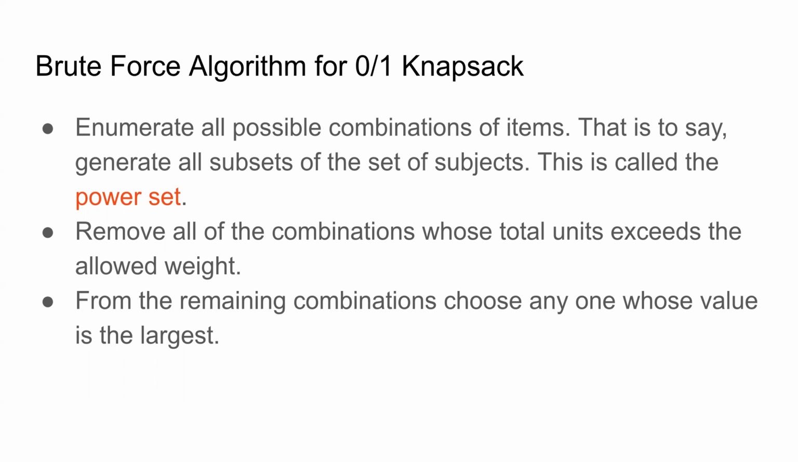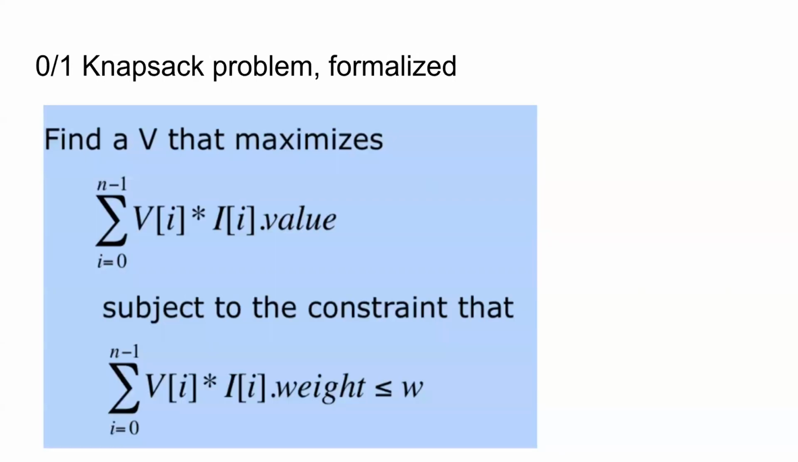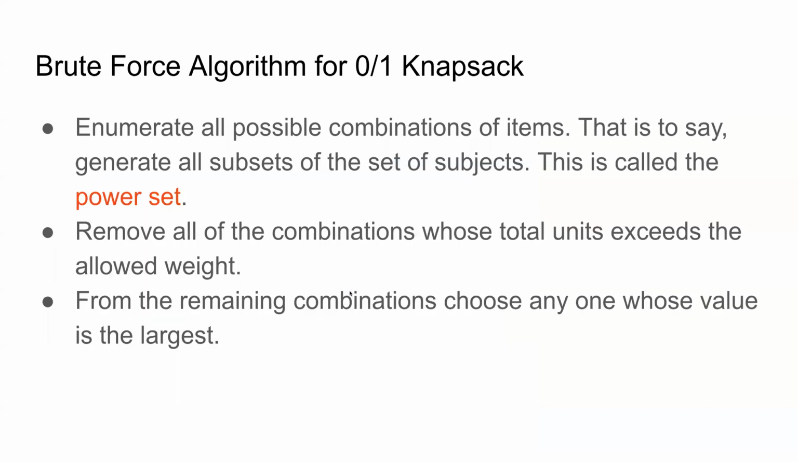Of course, while you're generating this power set, you can remove combinations early if the total weight is greater than W. In other words, every time you have a combination, you first look at the weight. If it's greater than W, you don't even pick that, right? You remove all the combinations whose total weight exceeds the allowed weight. And from the remaining combinations, you choose the one whose value is largest. So basically, you take the maximum out of the remaining combinations. That's a brute force algorithm.